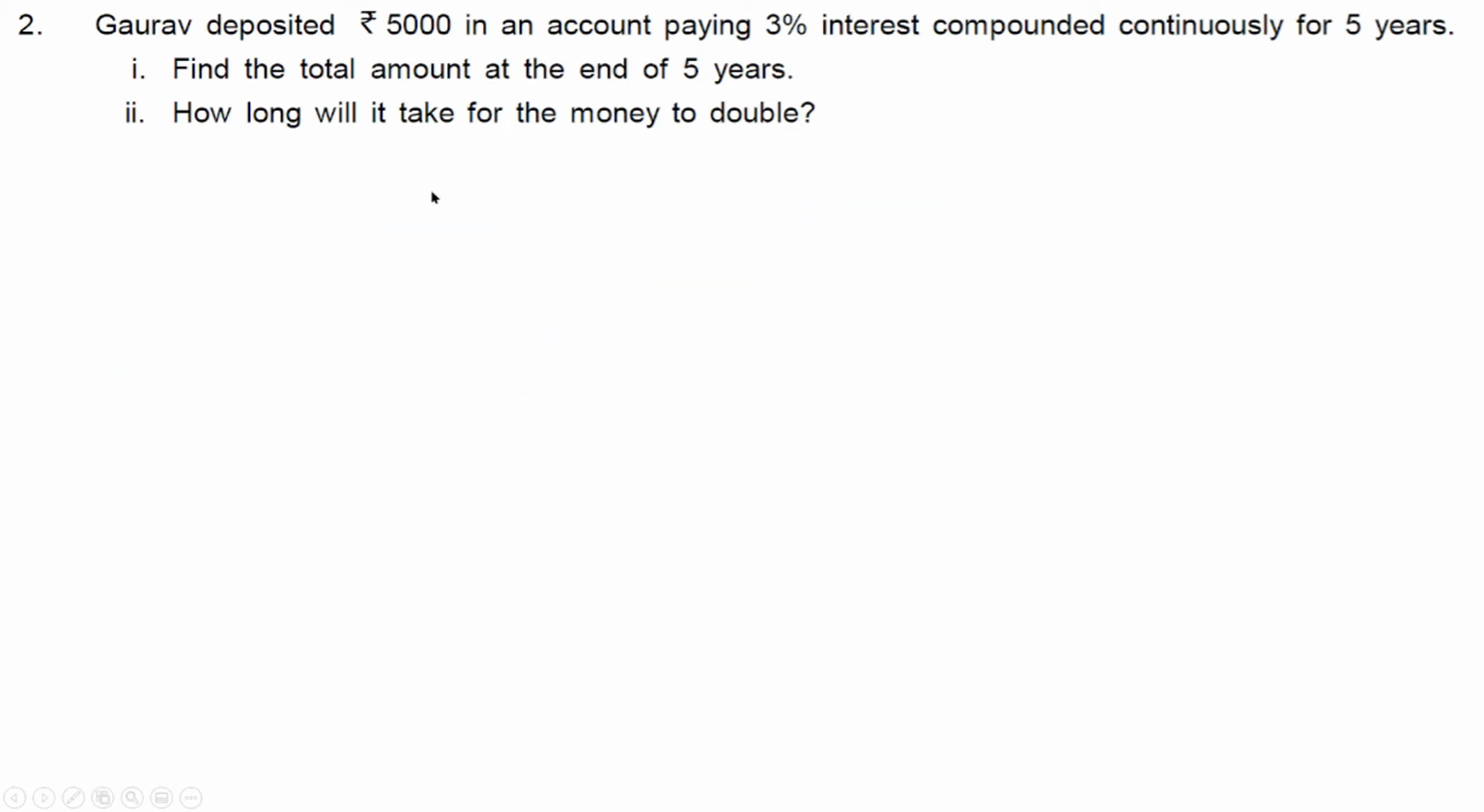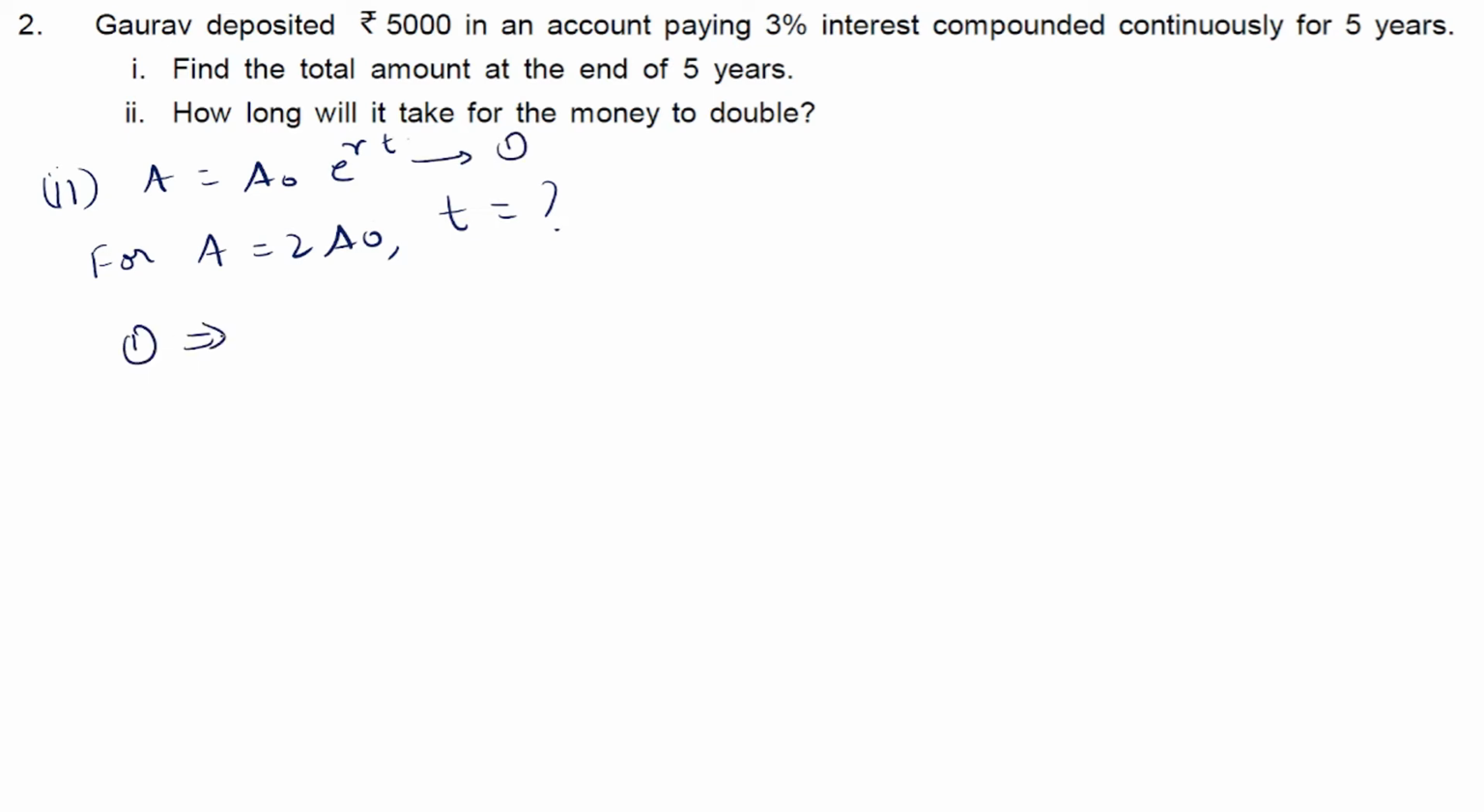The next subdivision: how long will it take for the money to double? So for the next subdivision we have A equal to A0 e raised to RT. So we need to find the time for A equal to 2A0. If we mark this as equation 1, 1 implies 2A0 equal to A0 into e raised to R, which is 3%, so 0.03 t.